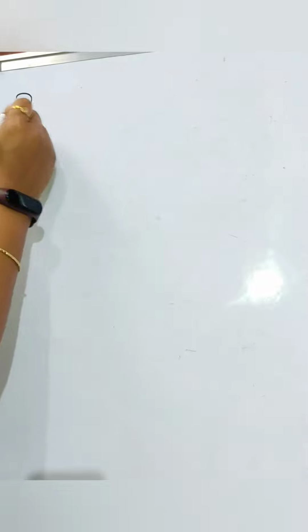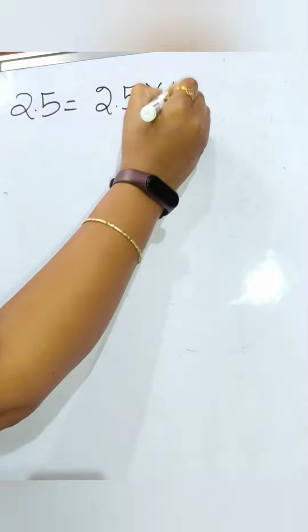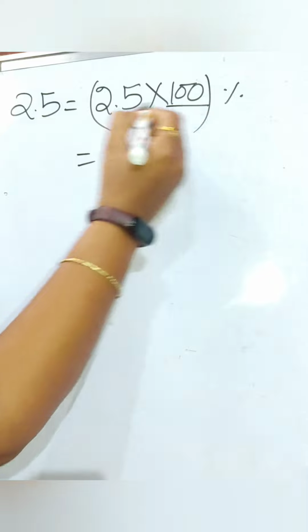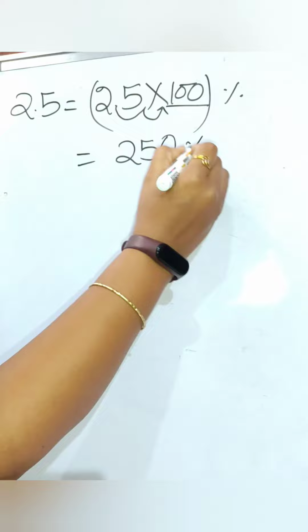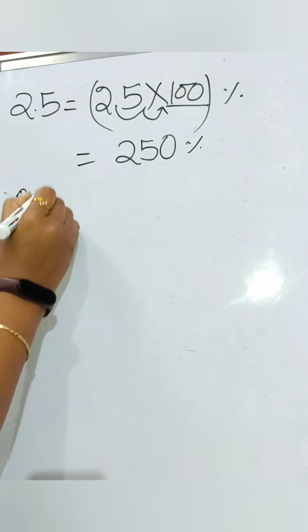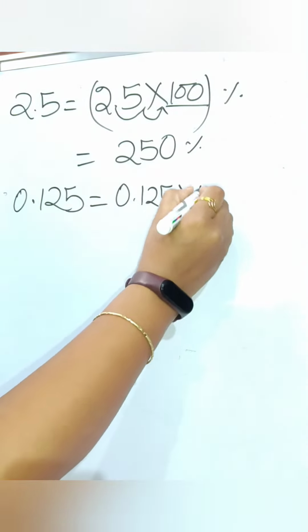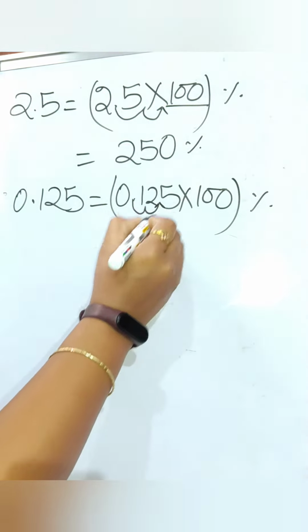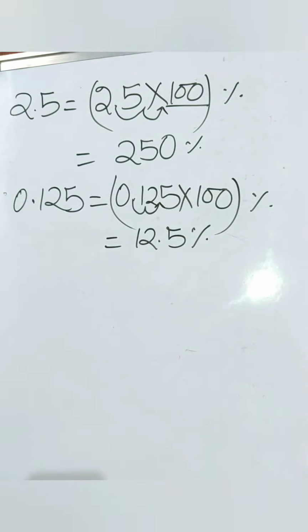Next, take some more examples, like 2.5. Simply 2.5 into 100 inside the bracket, outside the percentage sign. And we know how the decimal moves when multiplying by 10, 100, 1000. Here it is 250%, two places to the right. Next, 0.125. Simply 0.125 into 100 inside the bracket, outside the percentage sign. With the two zeros, the decimal moves two places to the right, and the answer will be 12.5%. It's very easy.